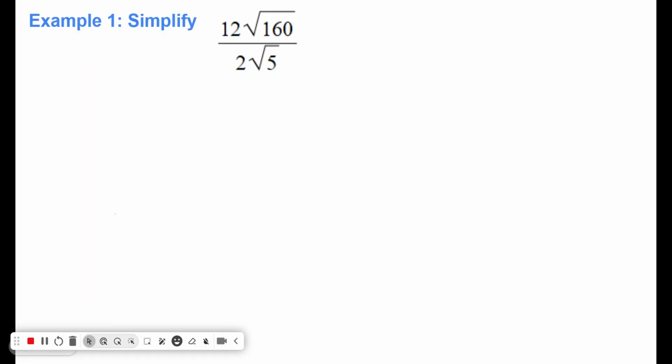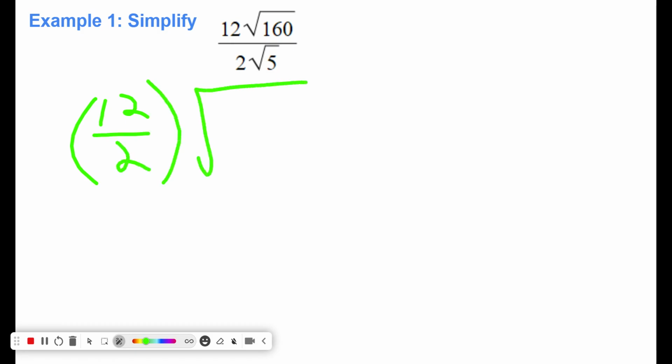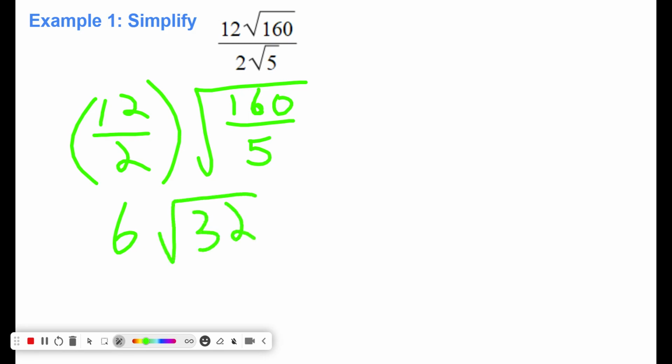Let's just take a look at an example right away so we can talk about that in real terms. Here we have 12 times the square root of 160 divided by 2 root 5. So what that's going to end up looking like is outside by the outside times the square root of 160 divided by 5. Well, we know we can simplify the outside here. 12 divided by 2 is 6. And then 160 divided by 5 is 32. That is not its fully simplified form, but we're getting there. 6 times the square root of 32.